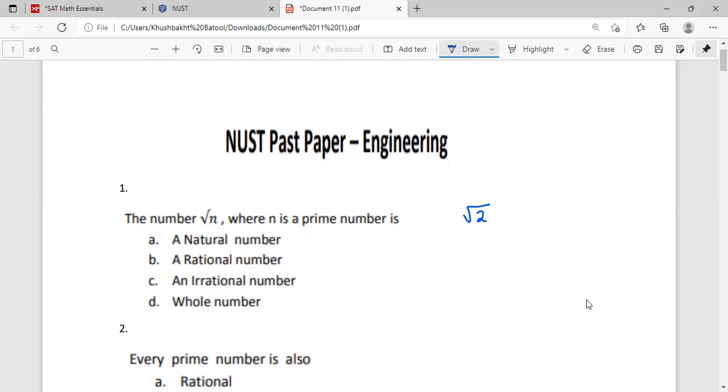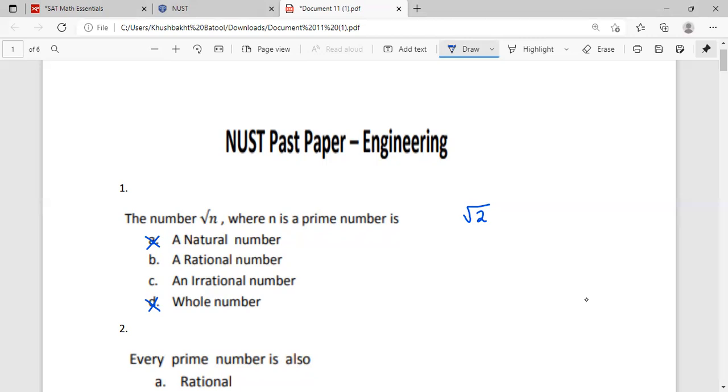No, it is not. Under root 2 is not a whole number. It is not an integer, so it is not a natural number. Is it a rational number? Okay, we'll see that. A is not the answer and D is not the answer because clearly under root 2 is neither an integer nor a whole number. Now we need to think if it's a rational number or an irrational number.